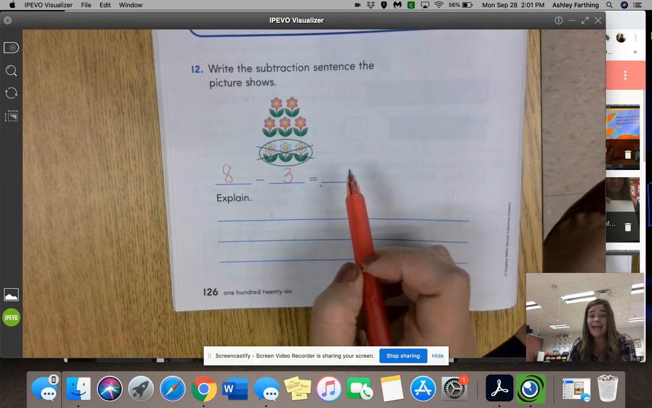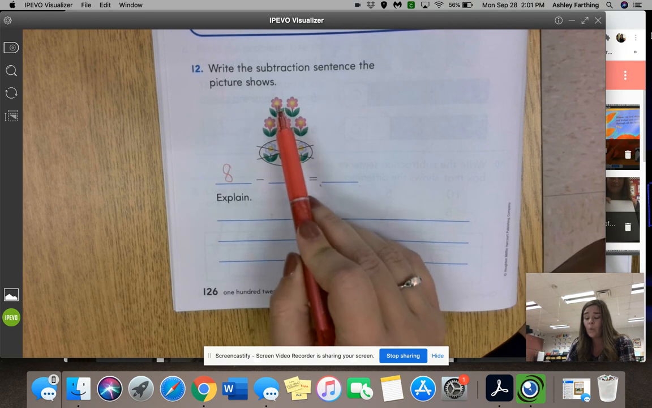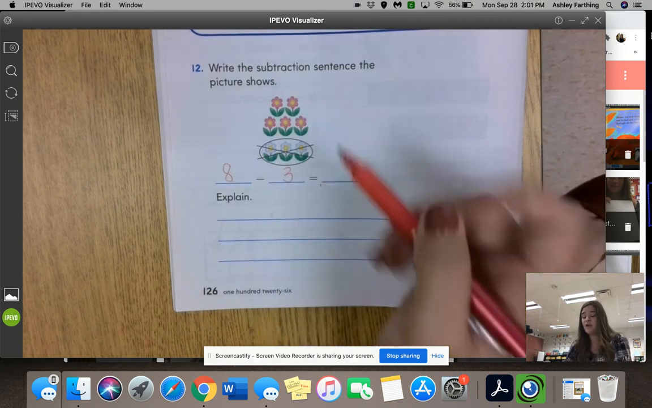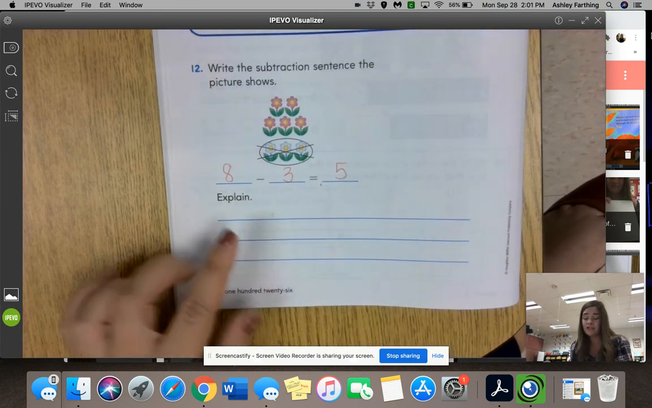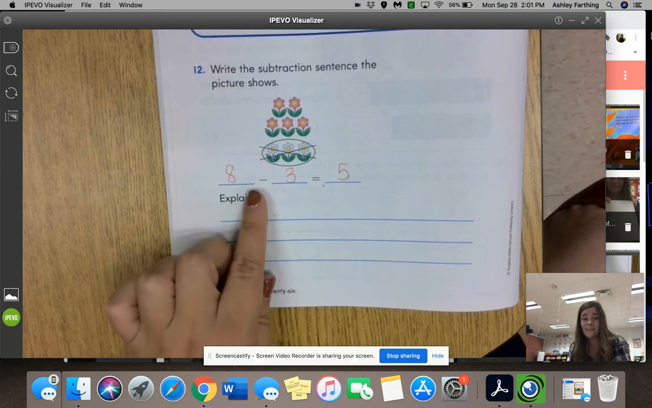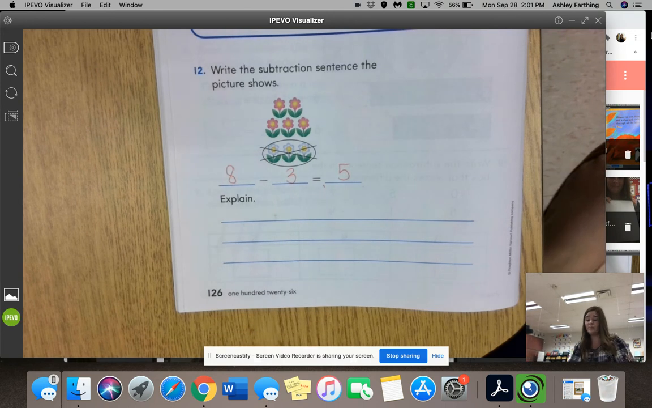Now let's see how many flowers are left. We need to look at the pink flowers. 1, 2, 3, 4, 5. There are 5 flowers left. So our equation says 8 minus 3 equals 5. Wonderful job, boys and girls.